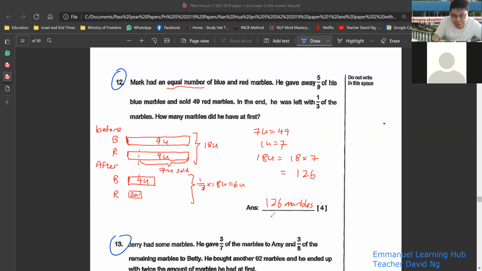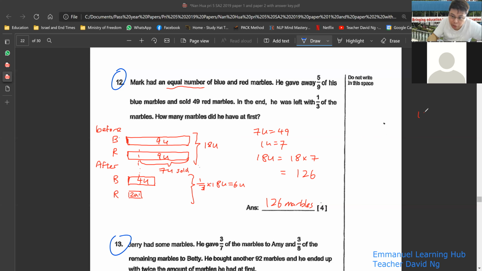Okay, 126 marbles, right? Then you see 126 marbles is at first, right? So at first is 18 units. Then you see 18 units is 126. So checking you do on a separate piece of paper. You don't write here already. Okay, do not write on this space. In the exam, you'll be given separate piece of paper that no need to submit one. So you write on the separate piece of paper for your checking.